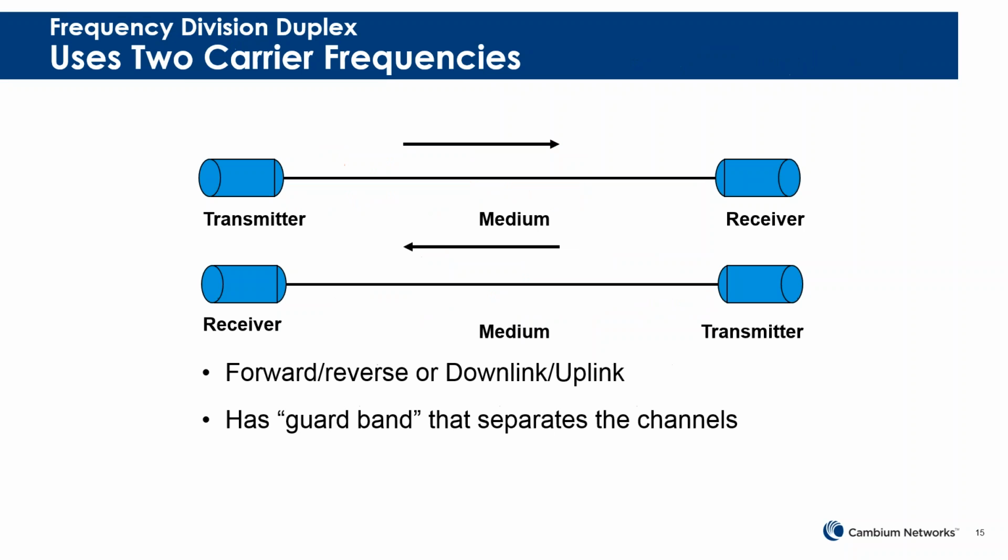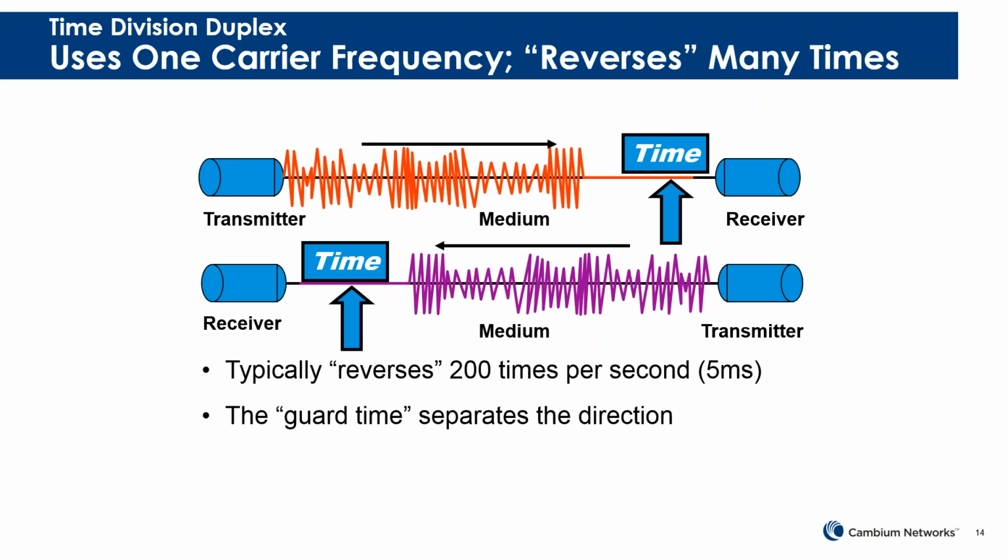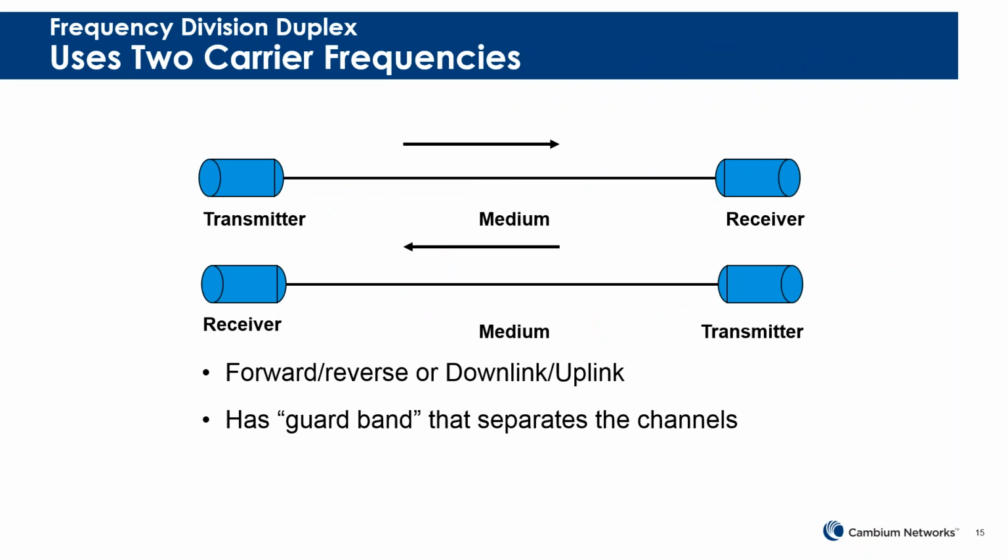All right, so we touched on time division. Now we move to frequency division. So this is the use of two carrier frequencies. So remember here on time division duplex, we are simply using one carrier frequency, one piece of spectrum, and we're reversing it as far as who's talking and which direction. So it's very efficient with that carrier frequency usage.